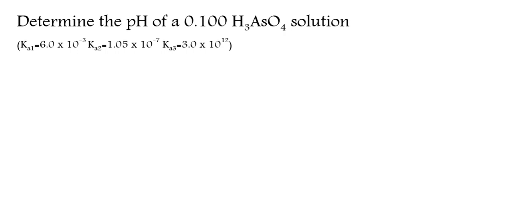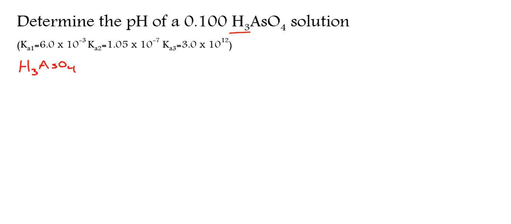Okay, final problem. It says determine the pH of a 0.1 molar H3AsO4 solution. And then they give you 3 K values. So what this tells me is that this is going to dissociate 3 separate times. So this is a lot like the mixture problem, except this is a polyprotic acid, specifically a triprotic acid. It has 3 H's. And what we need to do is we need to keep track of our H concentration. So I'm going to go through each of these dissociations and show you how we track this. So this is our final problem of our review.